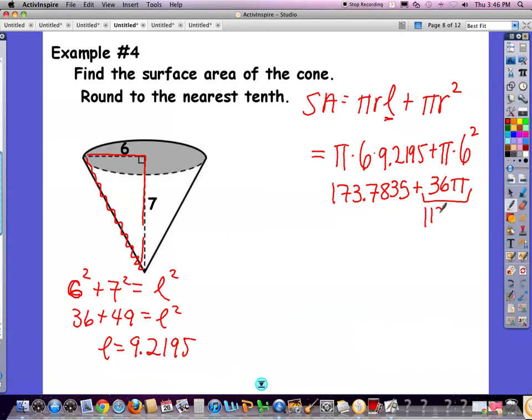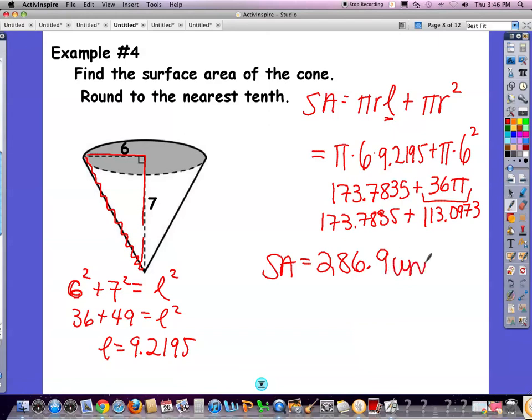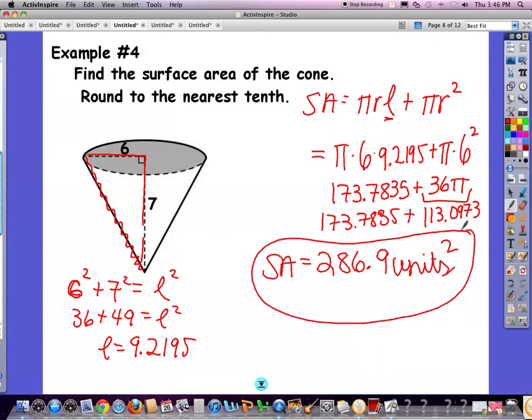So 113.0973 plus this number. I don't know why I'm rewriting it again, but I am. And now calculating 0.7835. I'm getting a surface area of 286.88, which rounds to 9. Let me double check to make sure I did that correctly. And I don't have a label on here. If you want to put units squared, that will cut it and call it good.